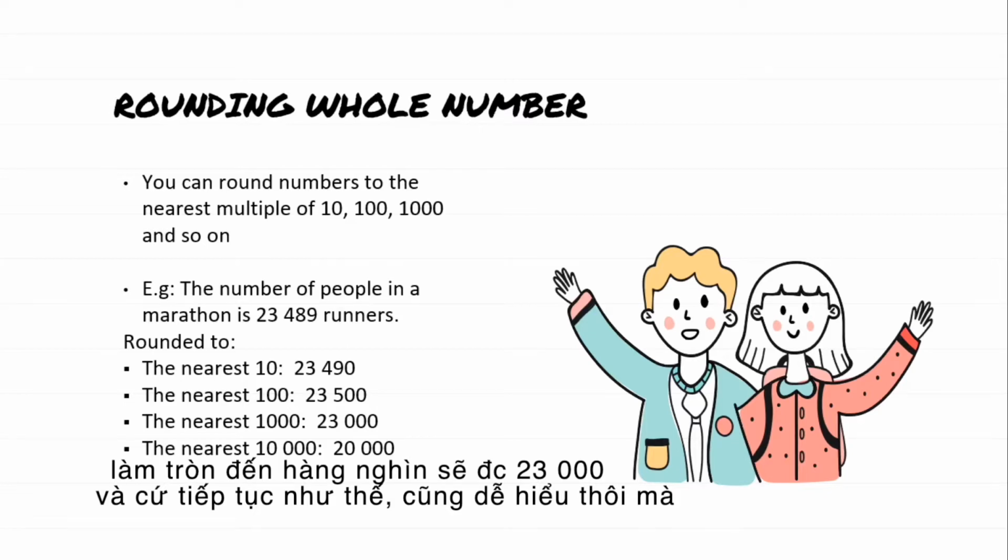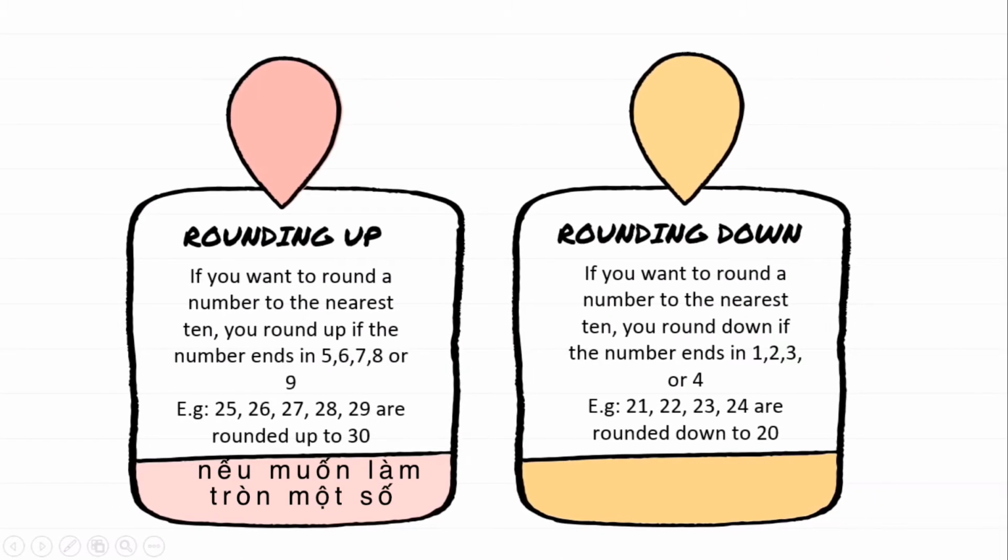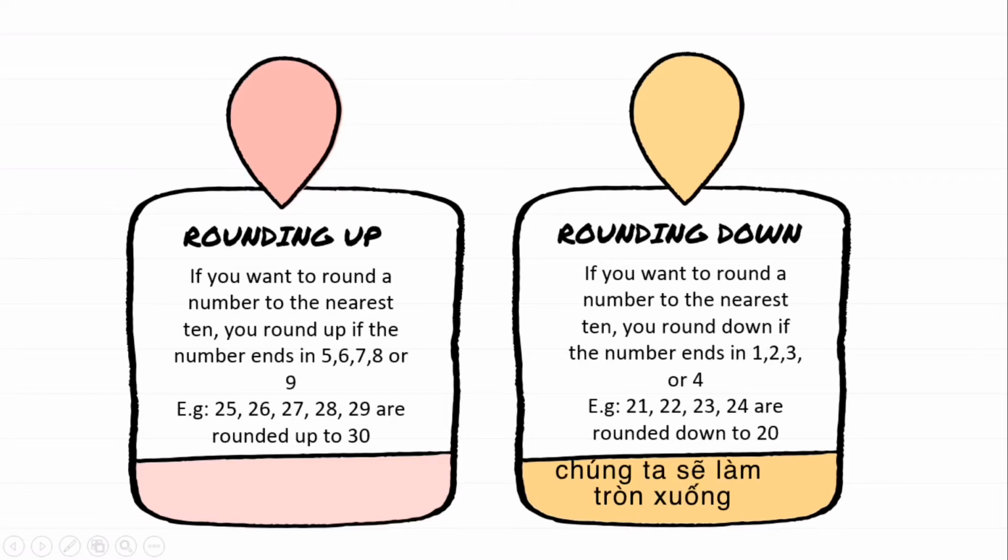You get the point. If you want to round a number to the nearest 10, you round up if the number ends in 5, 6, 7, 8, or 9. For example, 25, 26, 27, 28, and 29 are all rounded up to 30. But if your number ends in 1, 2, 3, or 4, you will round down, so 21, 22, 23, 24 to the nearest 10 are rounded to 20.